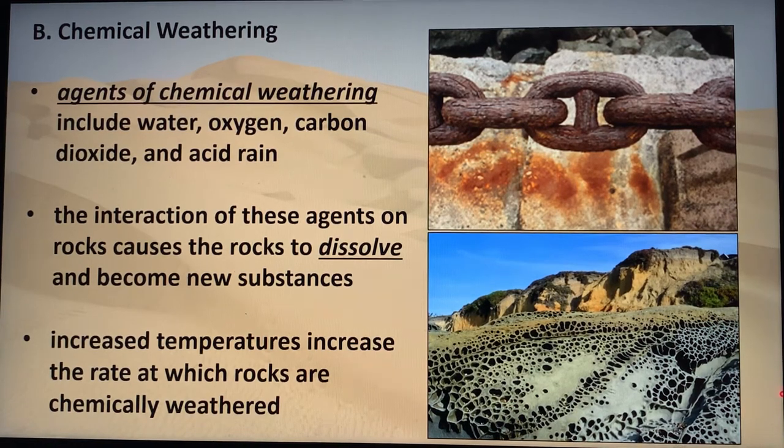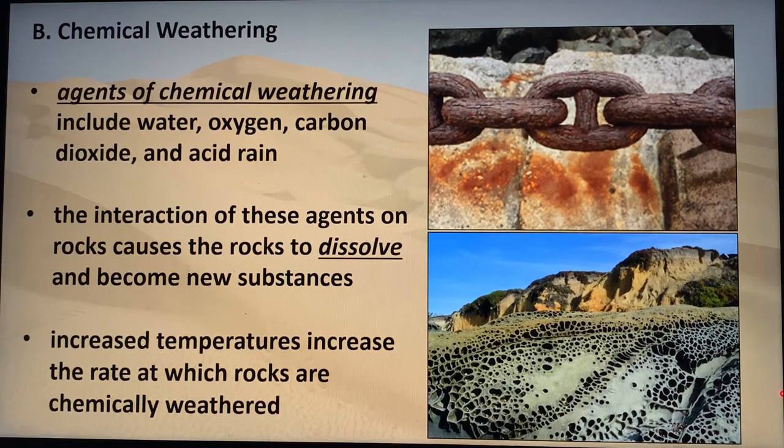You can see the chain on the top. Now that, of course, is a man-made substance. Well, the iron in the chain is not man-made. It was collected from rocks and then shaped into chain links. But that is an example of chemical weathering. But so are those rocks on the bottom. And we're going to see some more that happen right here in Florida. But I'm trying to save all the Florida stuff for the last PowerPoint because I think that's my favorite because it's kind of close to home.